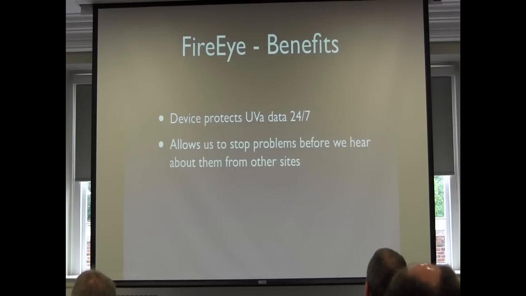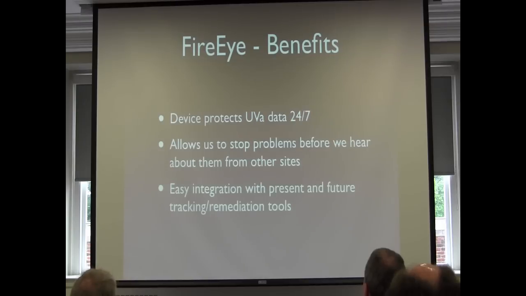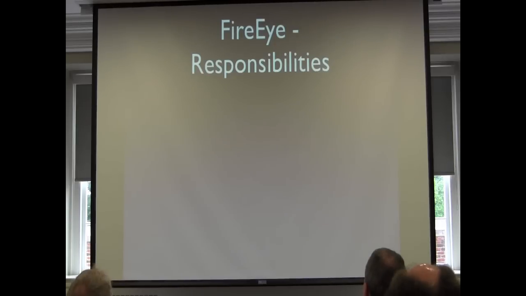It allows us to stop problems before we hear about it from other sites. Those of you who had to deal with abuse from IS Pro before know that sometimes the university of wherever calls us to say that your machine at this IP address is sending spam. And then we've got to go remediate it after the fact. And then you guys as LSPs have to spend more time dealing with that. The FireEye hopefully will let us know when a machine is hit before it becomes a threat to everywhere else. Easy integration with the present and future tracking and remediation tools that we already have. This is one of the great features of it. It does standard log reporting so that we can get the information out in stuff that we can use.